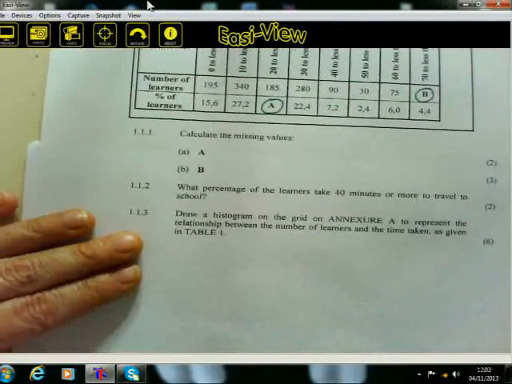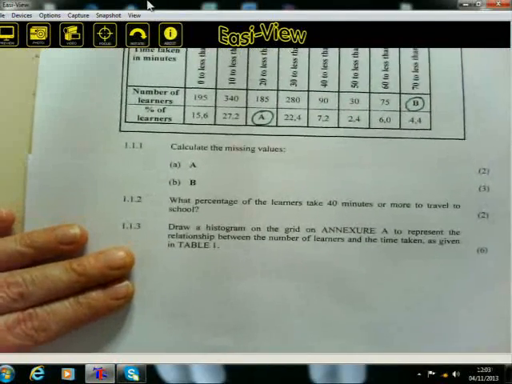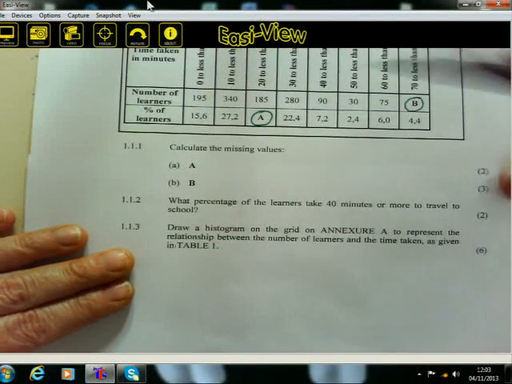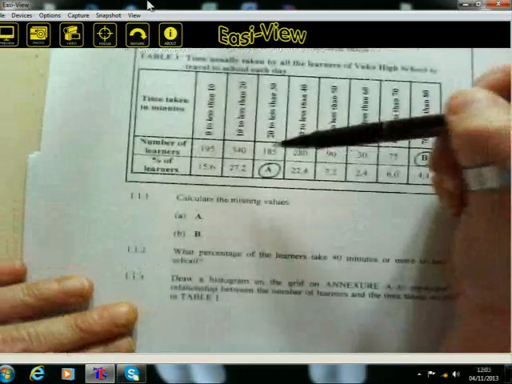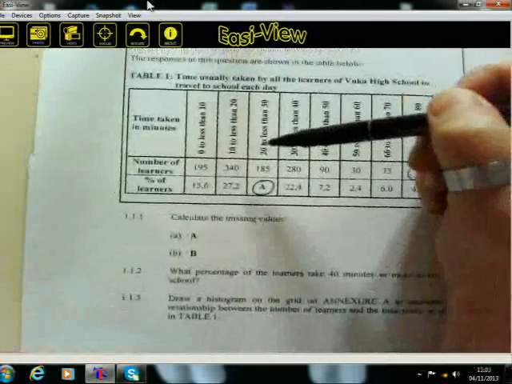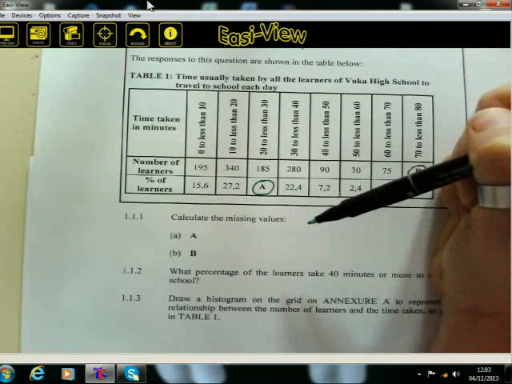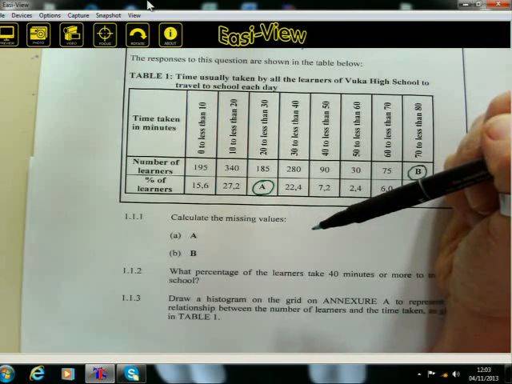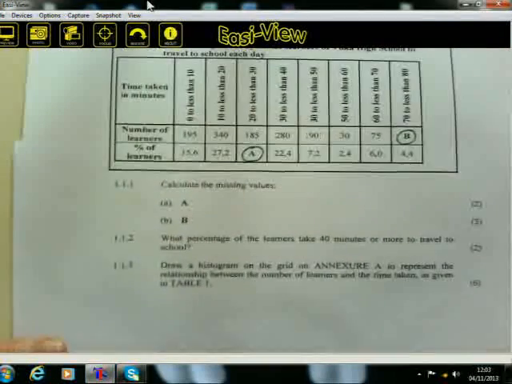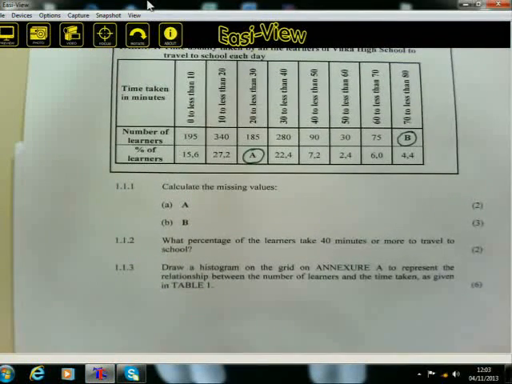If you go and look at A, the value of A, you will see that it is about the percentage of learners, and it's specifically the percentage of learners that takes 20 to less than 30 minutes to travel to school. Okay? How am I going to calculate A?